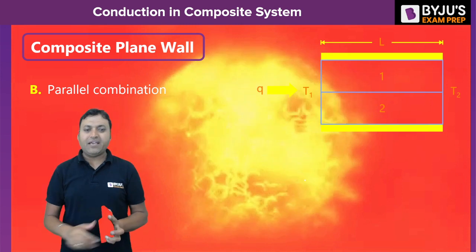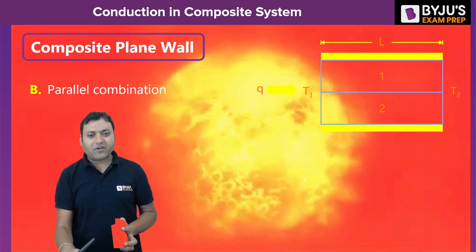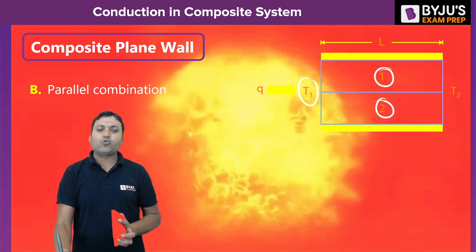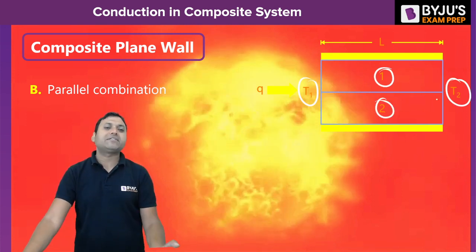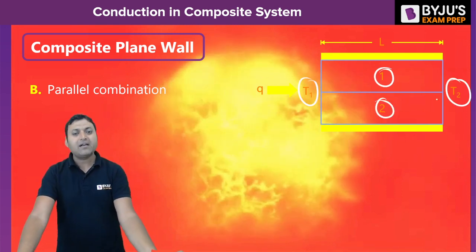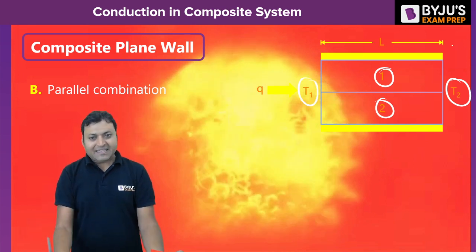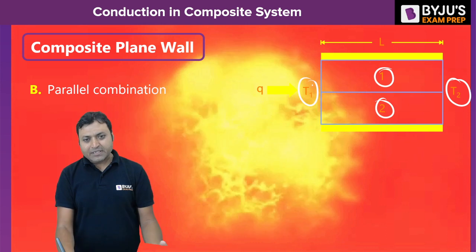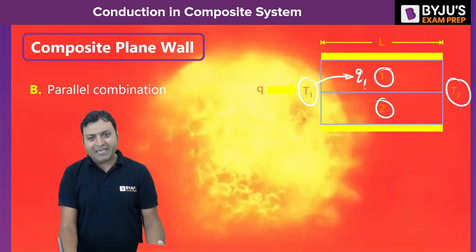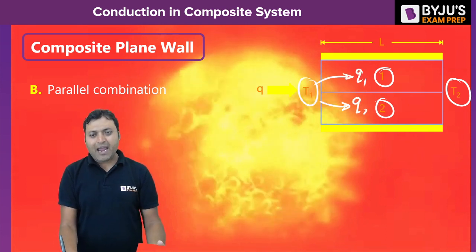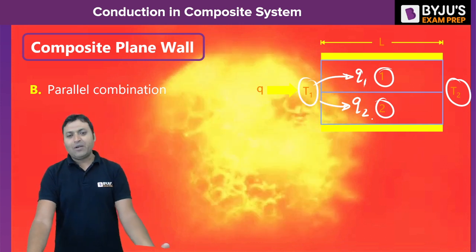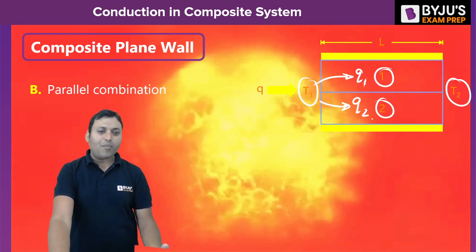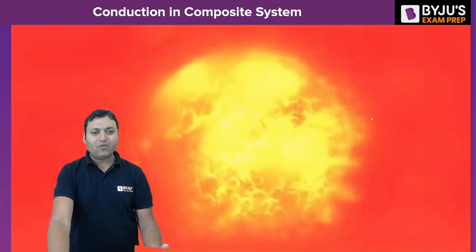You can see over here, the direction of heat transfer will be from left to right. The inner surface temperature of material 1 and material 2 is T1, and the outer surface temperature of material 1 and 2 is T2. The thickness will remain the same for both the materials. So some part of the heat flow will be taking place in material 1 and some part of the heat flow will be taking place in material 2. That is known as parallel combination of plane wall.